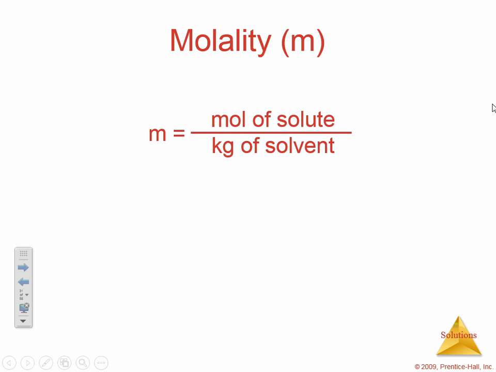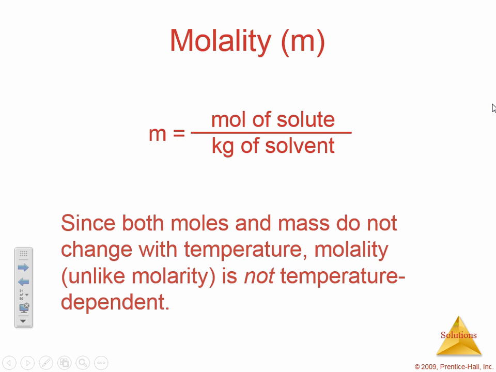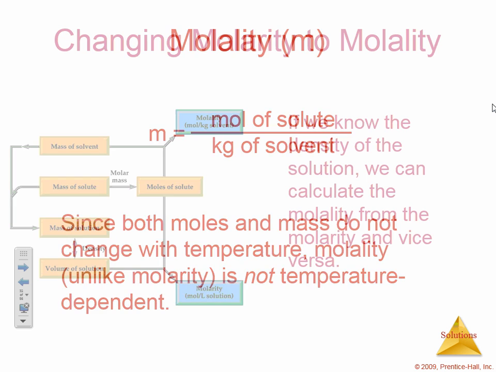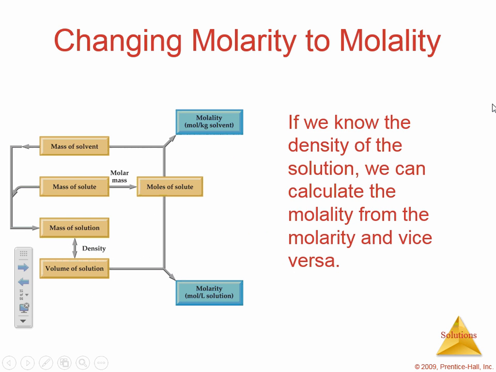And lastly, we have molality. Now molality is moles of solute divided by kilograms of solvent. So remember, the difference is molarity is liters of solution. Molality is kilograms of solvent. So something to keep in mind there when we talk about molality. Since both moles and mass do not change with temperature, molality is not temperature dependent. So molarity is, molality isn't. Remember, we use molarity most of the time.